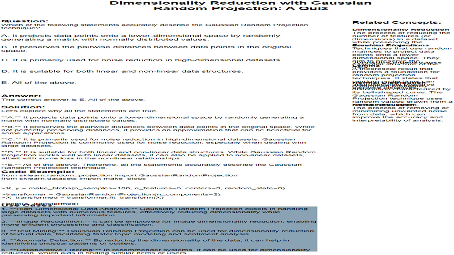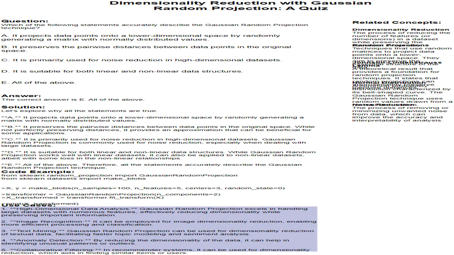1. High-dimensional data analysis. Gaussian random projection excels in handling large datasets with numerous features, effectively reducing dimensionality while preserving important information. Imagine analyzing customer data with hundreds of attributes like demographics, purchase history, website interactions, etc. Gaussian random projection can reduce the dimensions to a manageable set, enabling efficient analysis while retaining key patterns.